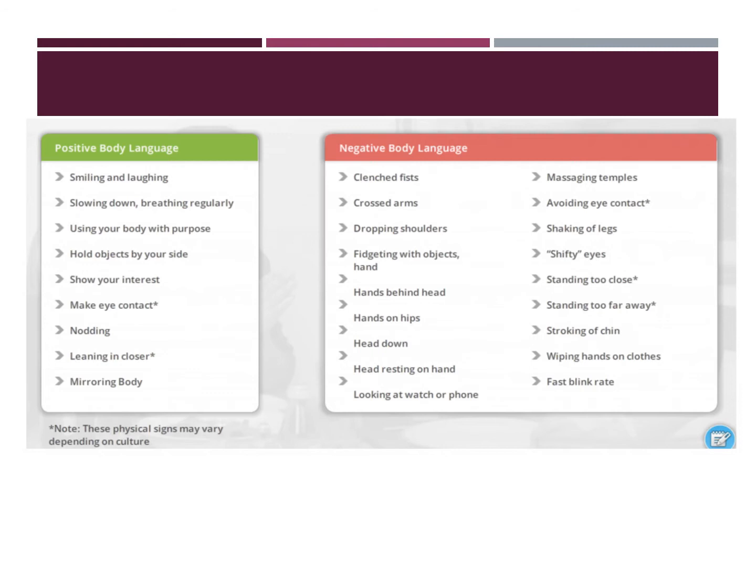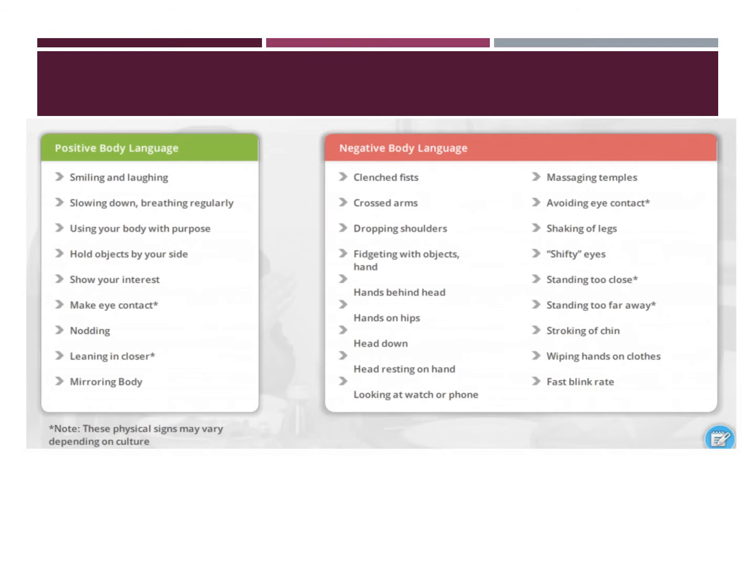So we've got smiling and laughing, showing that you're enjoying the conversation. If we slow down and breathe regularly, it shows that you're giving that other person time for the conversation and you're not rushing to be anywhere. Using your body with purpose and holding objects by your sides means that you're not physically putting a barrier between that clear communication. You might show your interest through that smiling and laughing, that nodding and making eye contact.